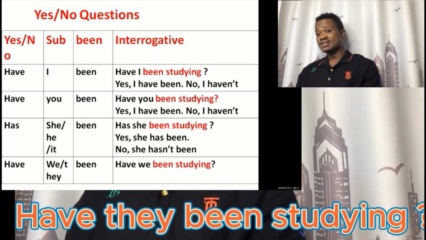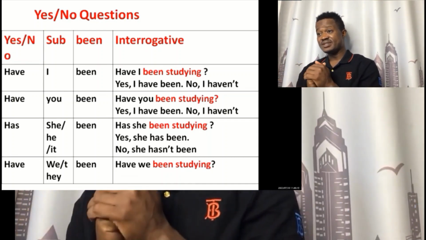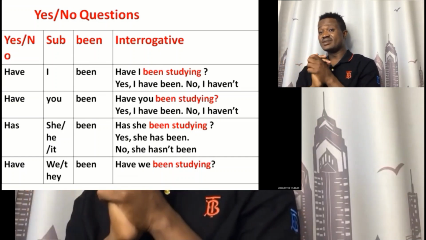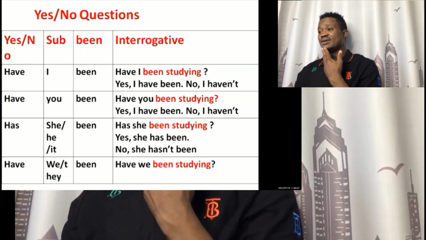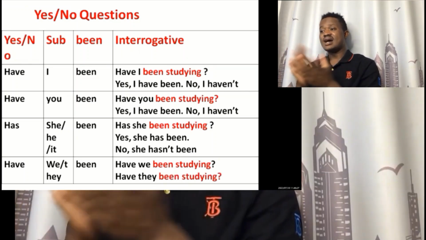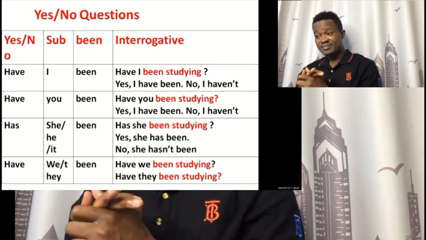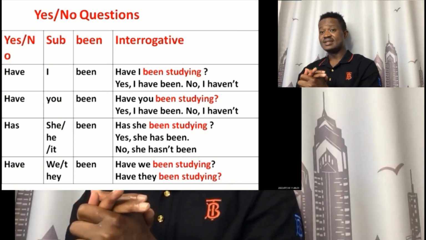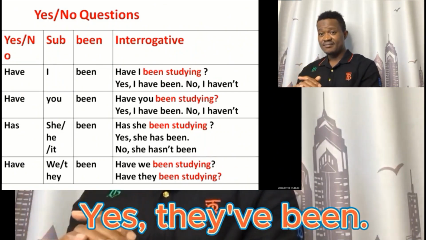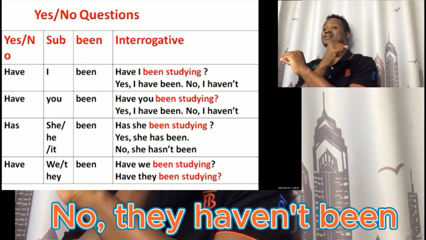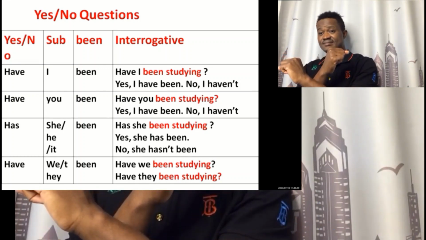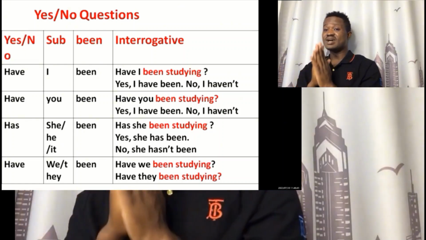So these are the things you're going to take care of, guys. In the present perfect progressive, this is the interrogative form, this is the formula, this is the way you use it. Have they been studying? The answer is yes, they have been. The negative form is no, they haven't been. This is where we answer this question.